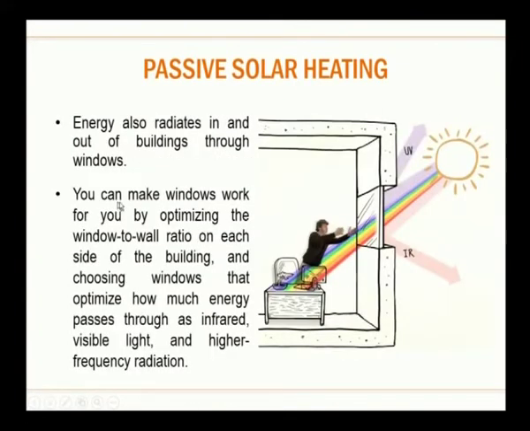Energy also radiates in and out of a building through windows. So you can make windows work for you by optimizing the window to wall ratio on each side of the building and choosing windows that optimize how much energy passes through as infrared, visible light and higher frequency radiation. So when you are designing windows, you should consider the wall to window ratio.